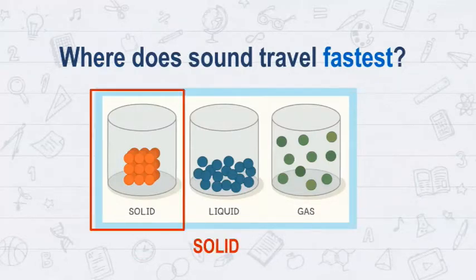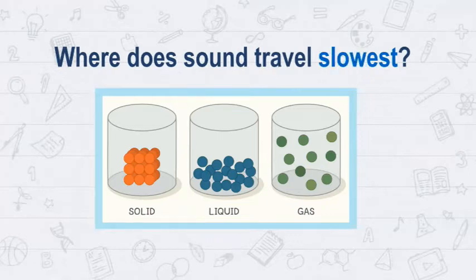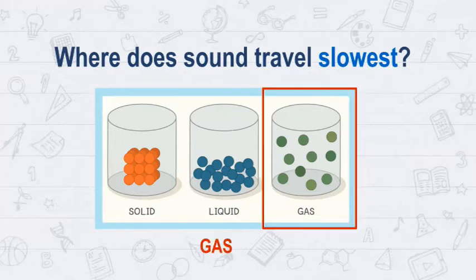Good job! It travels fastest in solids. Since molecules in solids are tightly packed, sound vibrations can easily be transmitted. If sound travels fastest in solids, where does sound travel slowest? Correct! It travels slowest in gas since its molecules are far away.